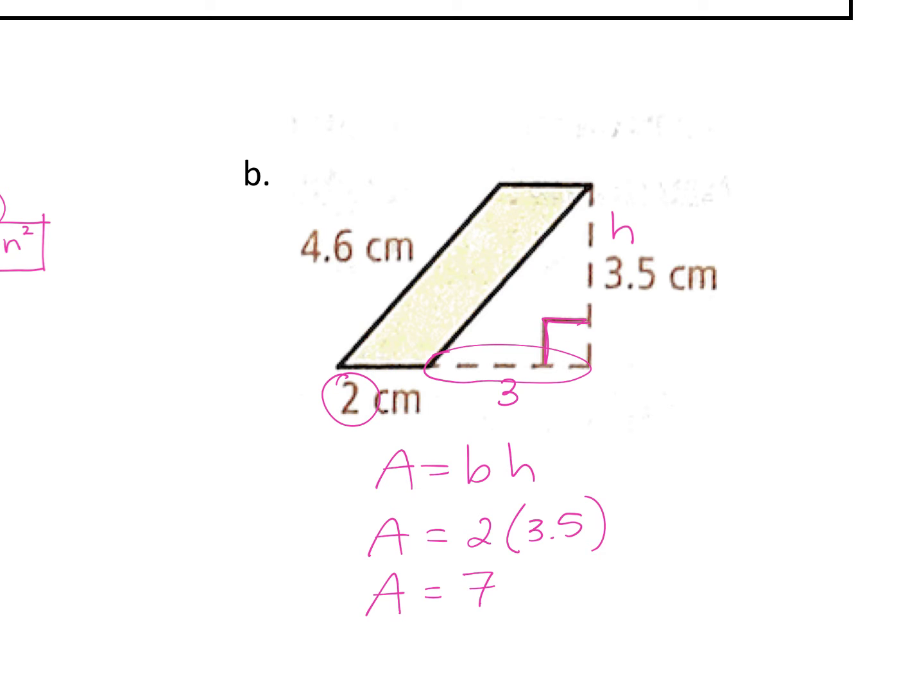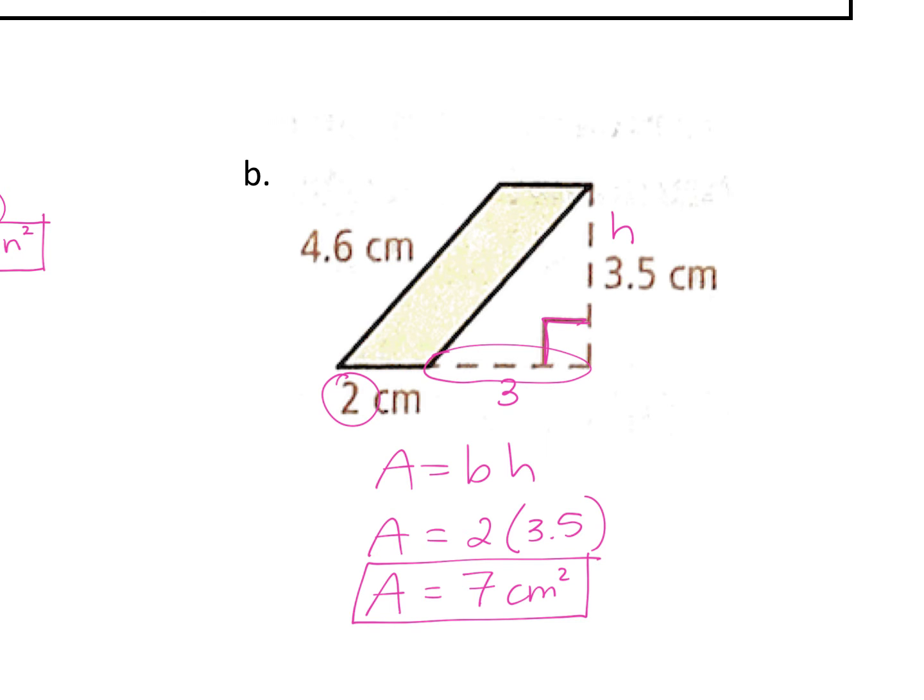Centimeters squared. Couldn't you do 4.6 times 2? You cannot do 4.6 times 2 because that's two sides of the figure. They're not perpendicular to each other, and your base and height have to be perpendicular to each other. Oh, okay. Questions on that?